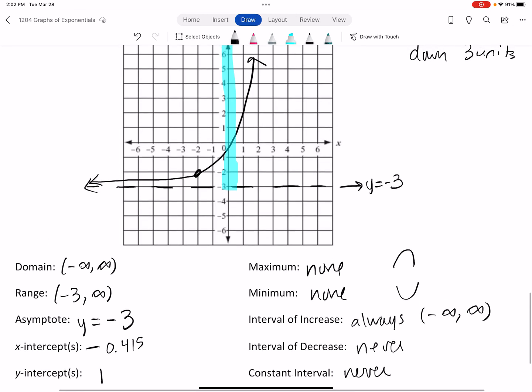So I didn't do a great job sketching this graph. Let's see if we can do a better job. It went more like that.